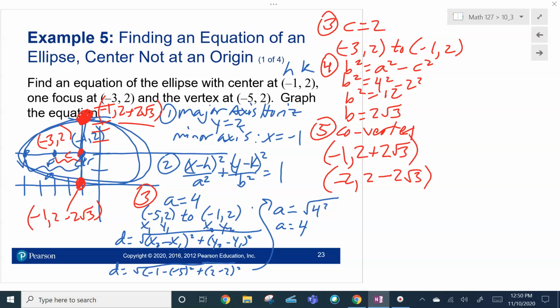And of course, we could draw the c distance of 2 away for the other focus right there, and the a distance of 4 away for the other vertex.